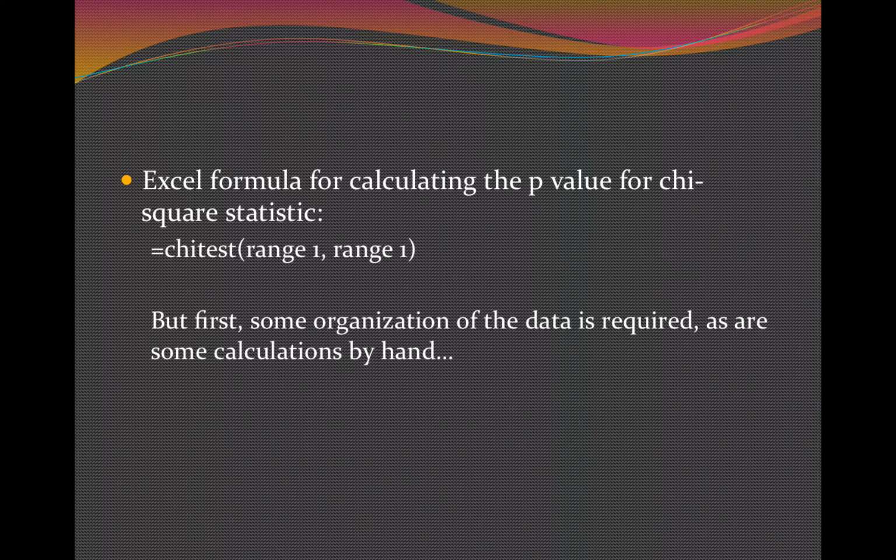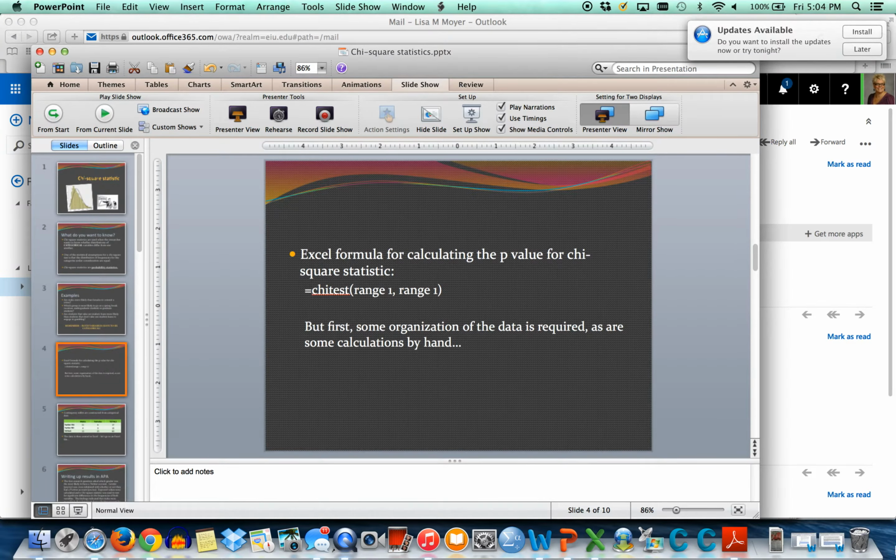The Excel formula for calculating the p-value for chi-square statistic is the equal sign, CHITEST, then the range, and the range. But first we have to do a little bit of organization in Excel.